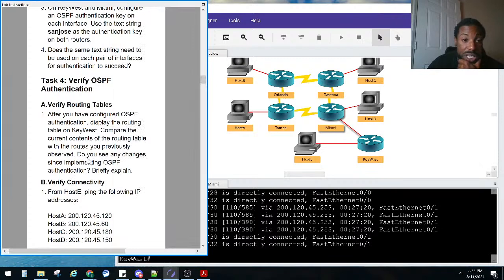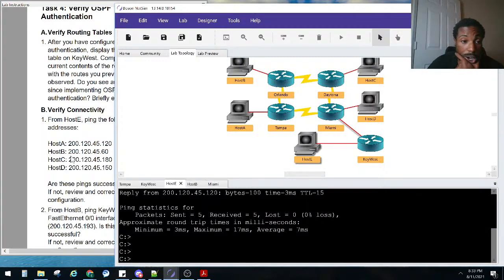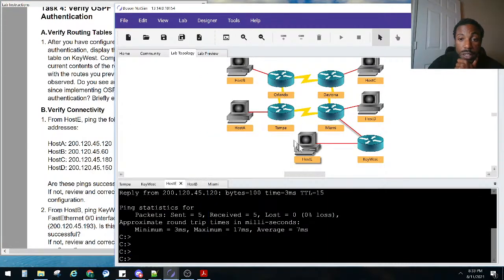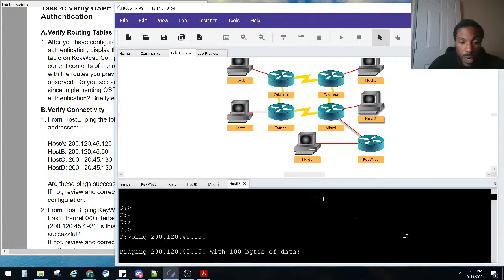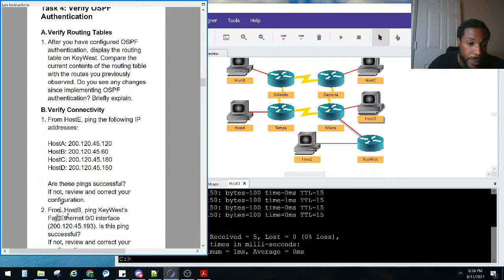Do you see any changes since implementing the authentication? No. From host E, so we go to host E. Ping the following IP addresses. So they want host E to ping that PC, that PC, that PC, and that PC. I'm just gonna ping one of them because we'd be pinging all day. Let's just ping host D, and that's it. 200.120.45.150. We got a reply, so we're good to go. Are these pings successful? Yes. If not, review your configuration. I'm not going to ping all of them. I think we should be good to go there, right?